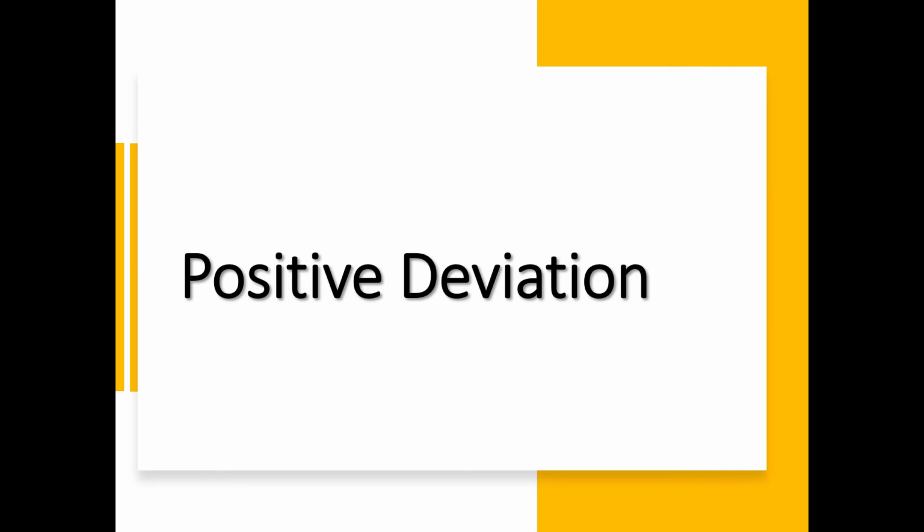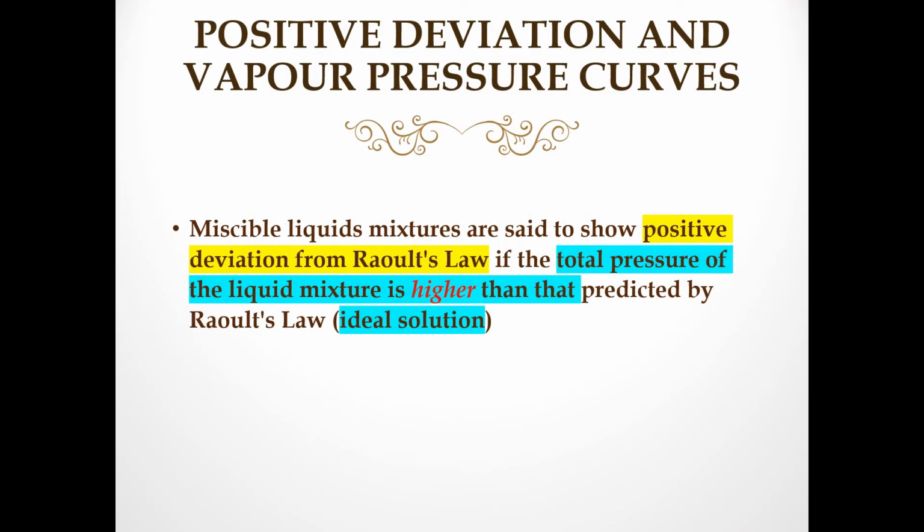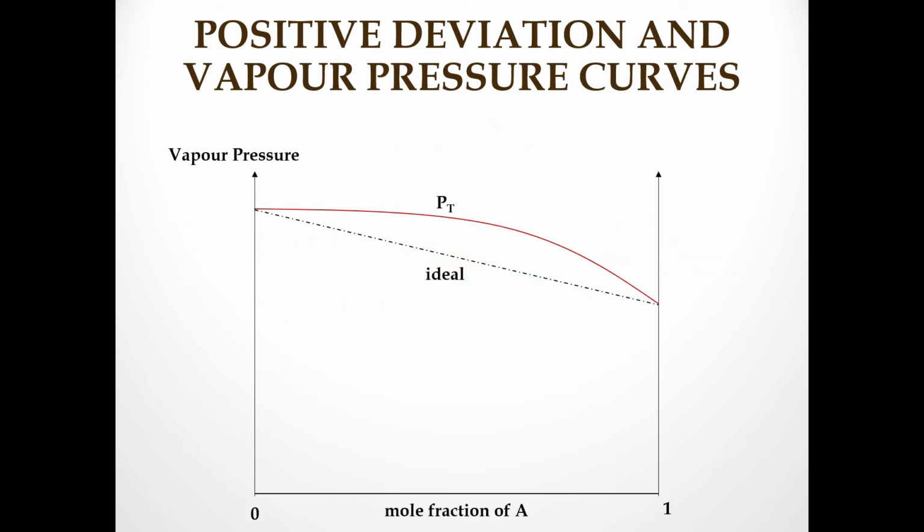Now we look at positive deviations. Positive deviation and vapor pressure curves. Miscible liquid mixtures are said to show positive deviation from Raoult's law if the total pressure of the liquid mixture is higher than that predicted by Raoult's law. So we will have the total pressure curve above the ideal.